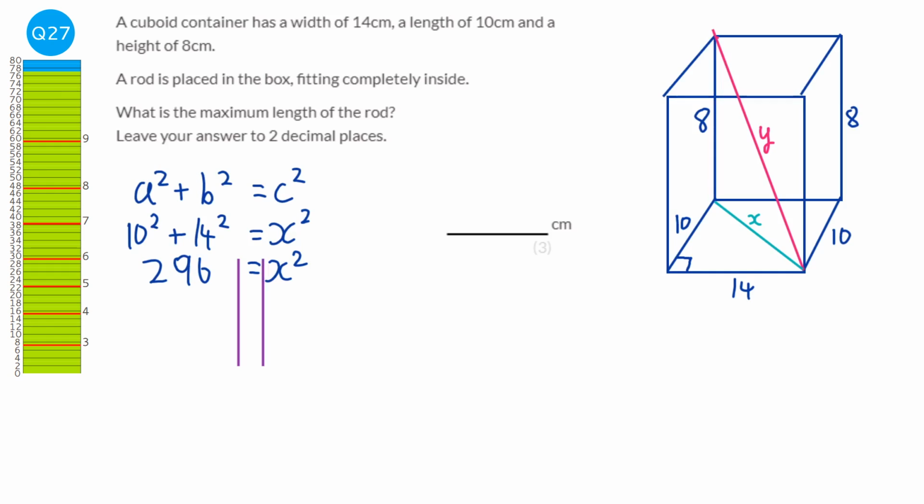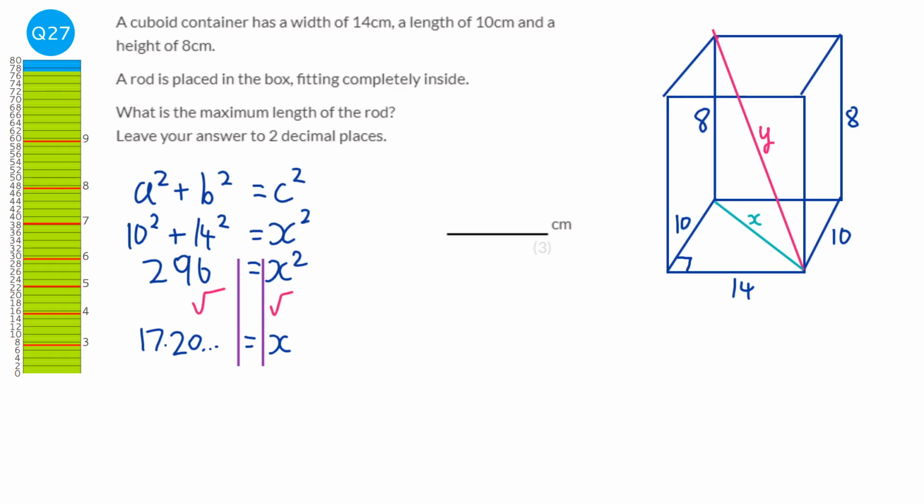And get our lines in. Should be quite easy because we just need to square root both sides. So I'm just going to square root that, and we get an answer of 17.20 and so on. Now I'm going to keep that value in the calculator itself, because I'm going to use that to find out what y is, our diagonal.